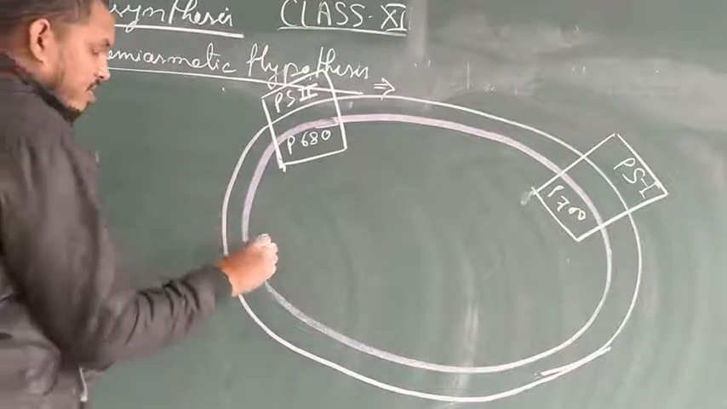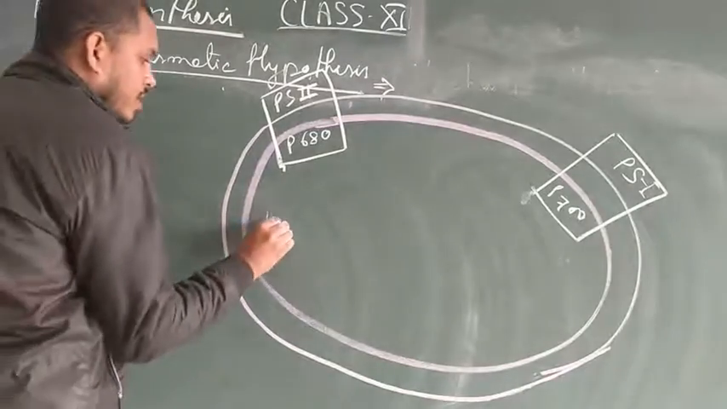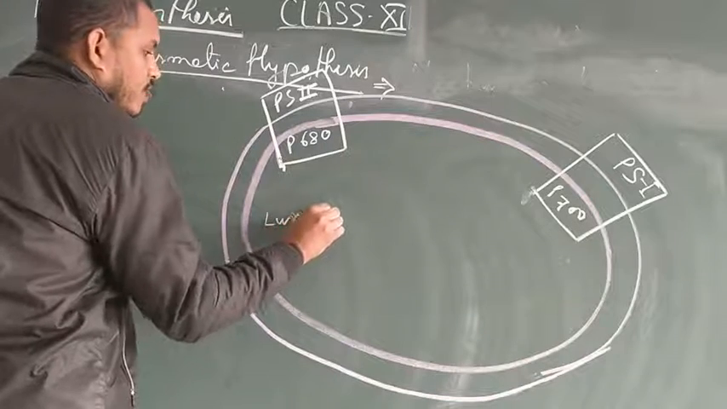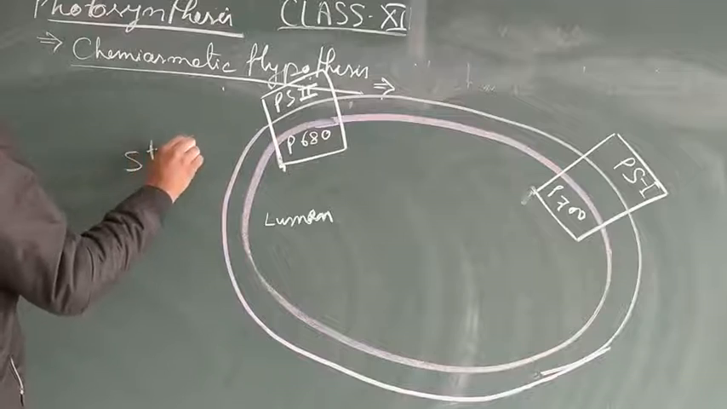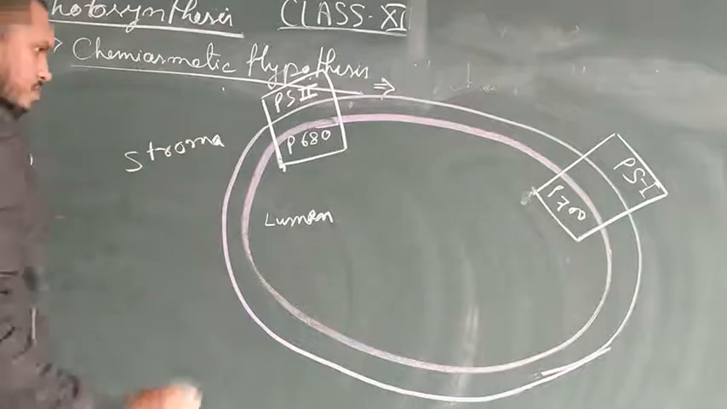Now this inner structure is your lumen side, and the external one is your stroma.